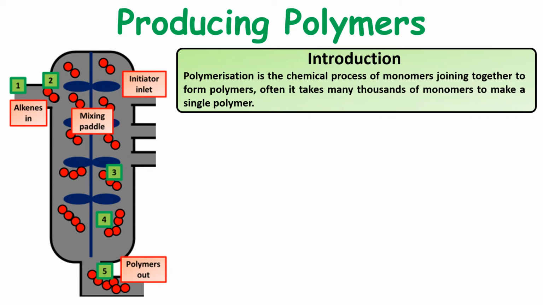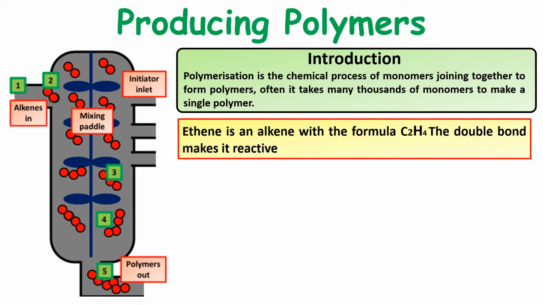So finally, if we look at the process of polymerization. Polymerization is the chemical process of monomers joining together to form polymers. Often it takes many thousands of monomers to make a single polymer. An example that is often used is ethene making polyethene. It's worth noting that for any polymer that's made, you just take the name of the monomer and you put poly in front of it. So ethene is an alkene with the formula C2H4, so the double bond makes it reactive.